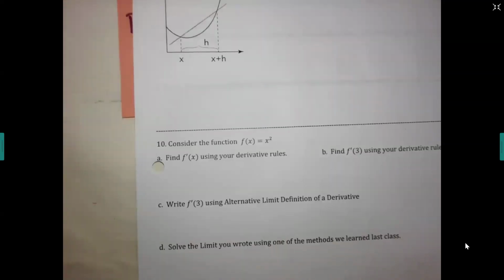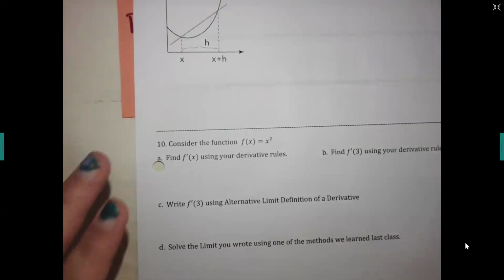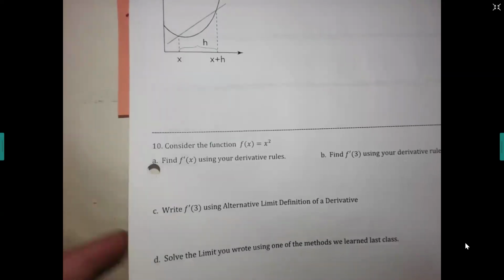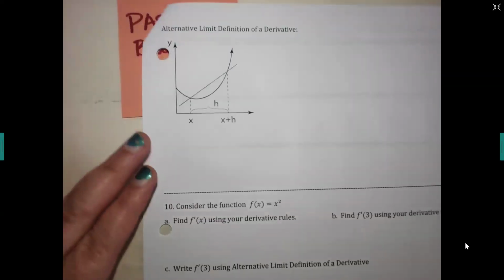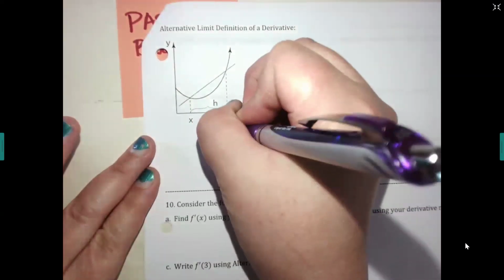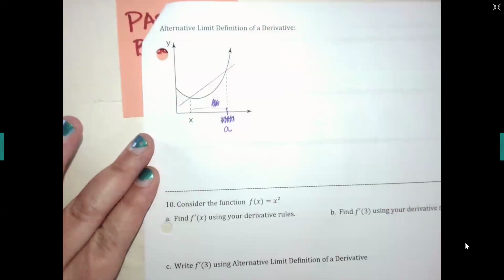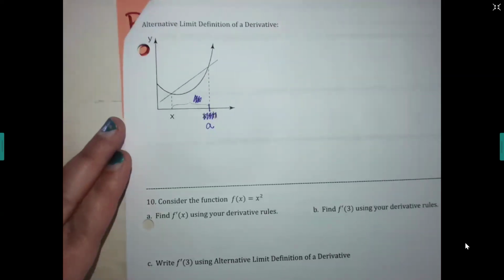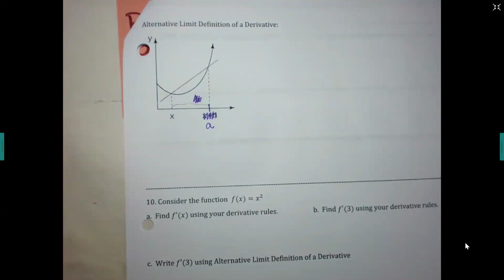All right, so this is the new part for today's lesson. Everything we just covered, technically you've already learned. On the next page, I want you to change the x plus h to an a. This is the alternative definition for taking a derivative. There are 2 of them on the AP test. You already know the h approaches 0 one. This is the second one.